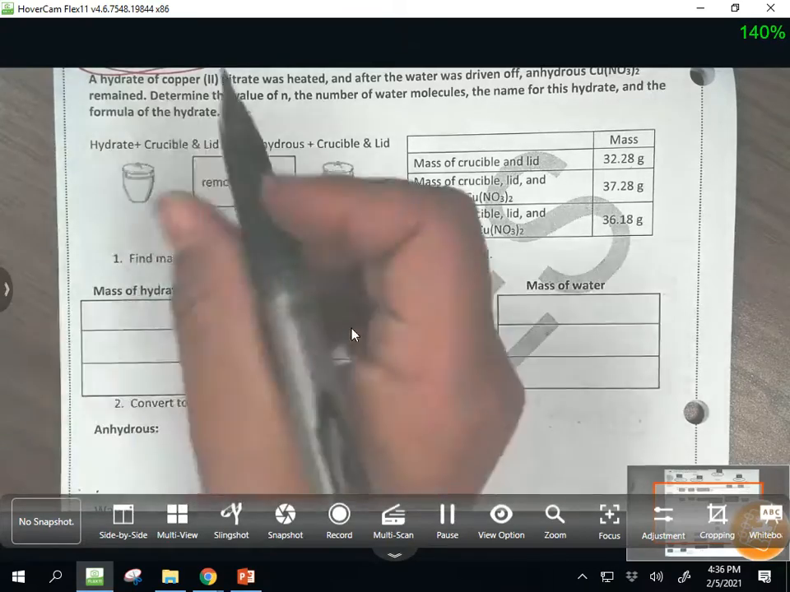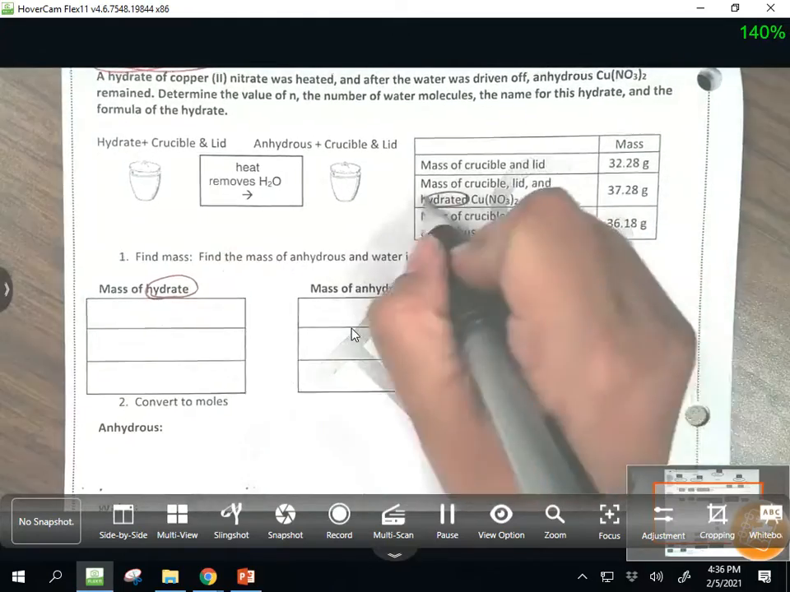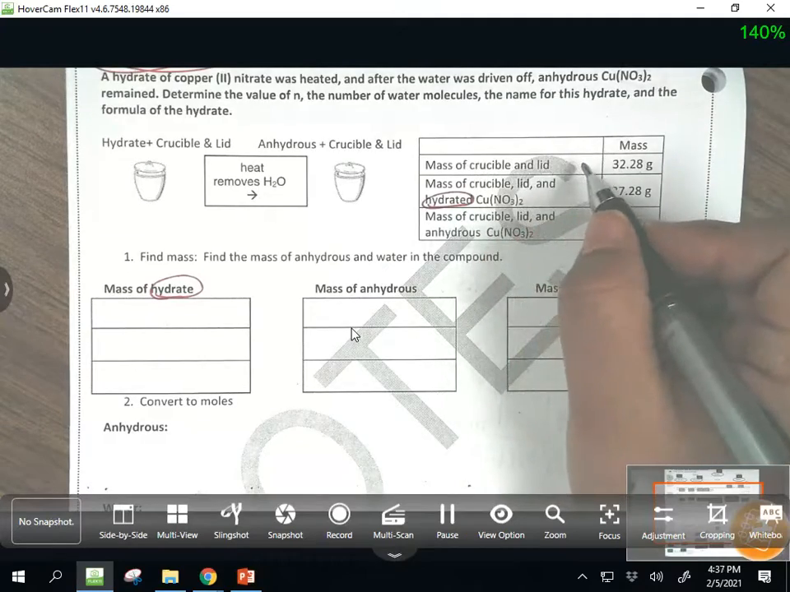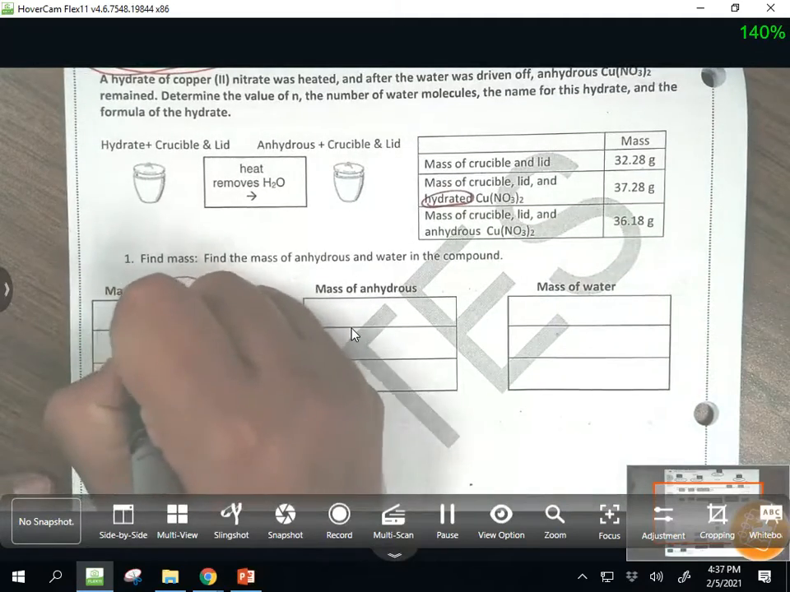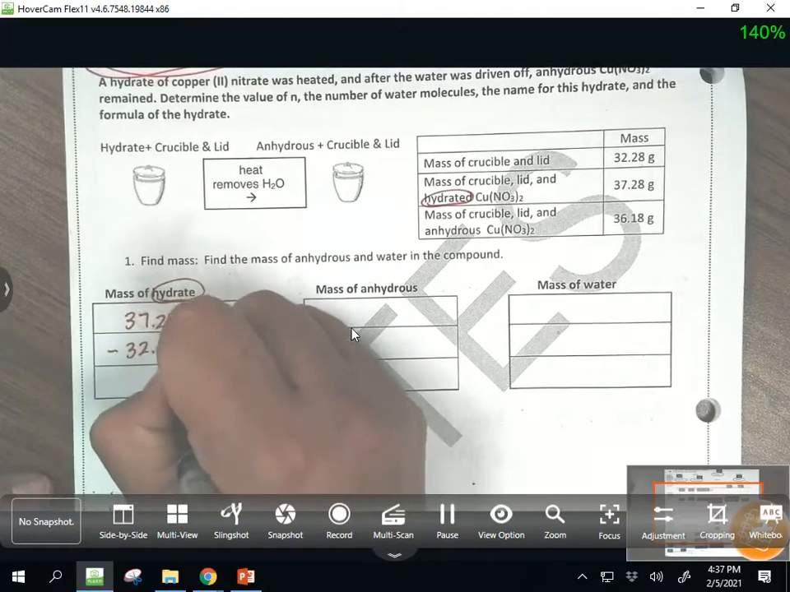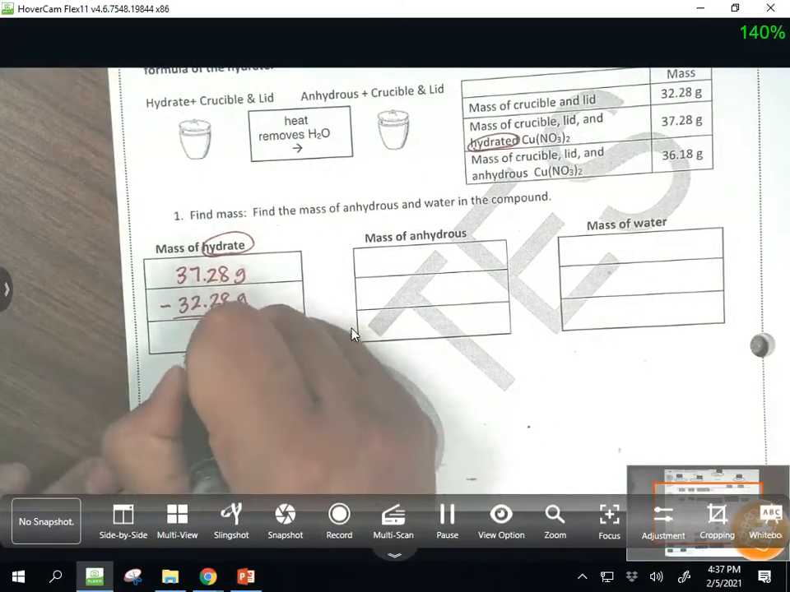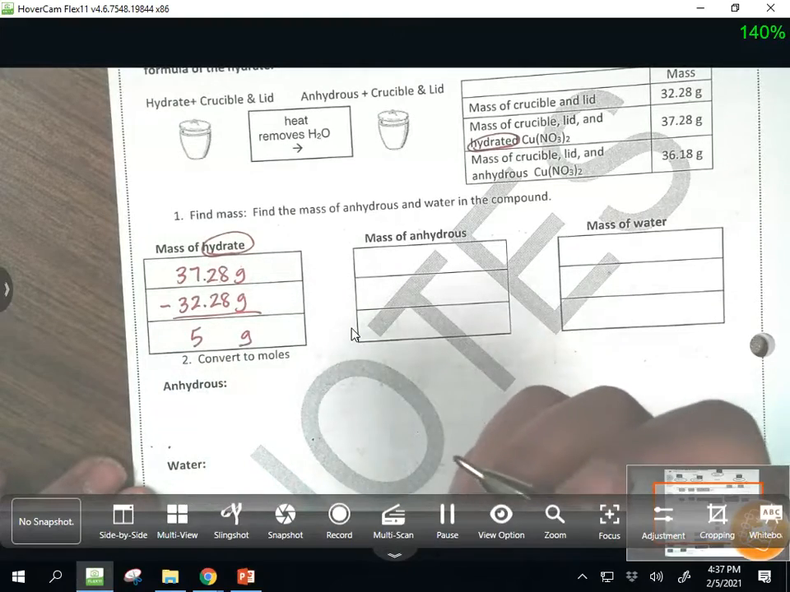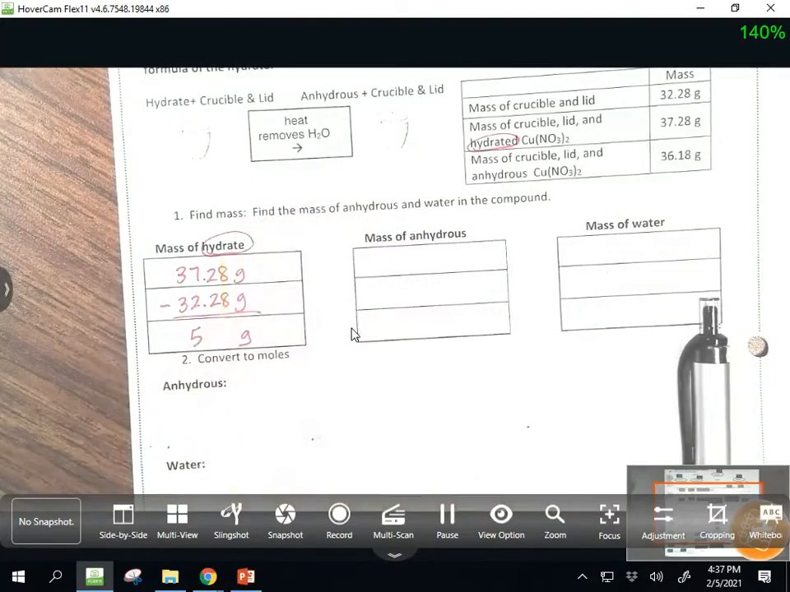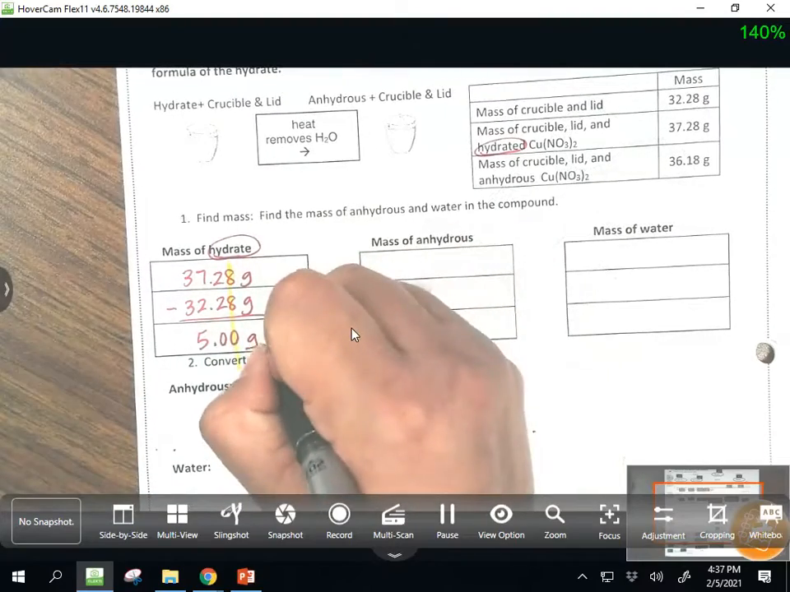So we have to account that there's a mass of the crucible and lid. If I just want the mass of the hydrate, I'm going to take this mass and subtract the crucible and lid. So I'm going to take 37.28 grams minus 32.28 grams. When I subtract those, I get 5 in my calculator. But I am smarter than my calculator, and I know that leftmost uncertainty goes to 2 decimal places. So it's 5.00 grams of the hydrate.